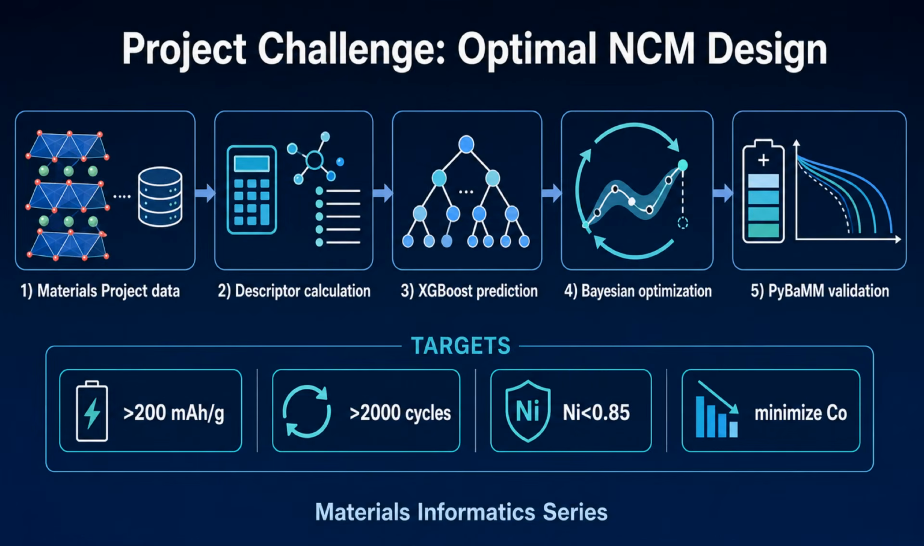Now it's your turn. The challenge is to design an optimal NCM cathode material using everything we've learned. Start by collecting data from Materials Project on nickel-cobalt-manganese oxides. Calculate descriptors and build an XGBoost capacity prediction model. Use Bayesian optimization to find the best Ni, Co, Mn ratios while respecting safety constraints. Finally, validate cycle performance using PyBaMM simulation.